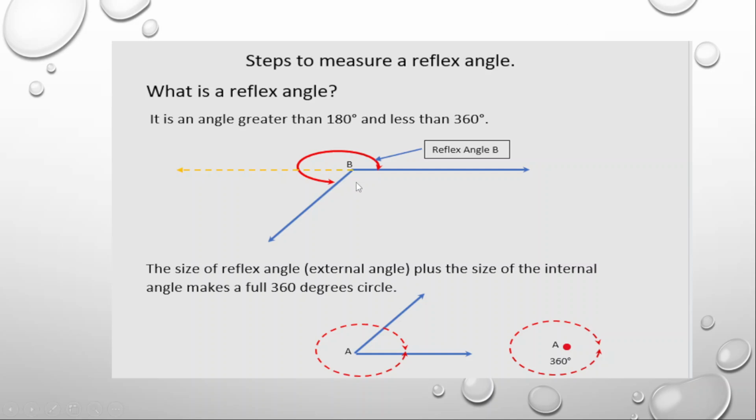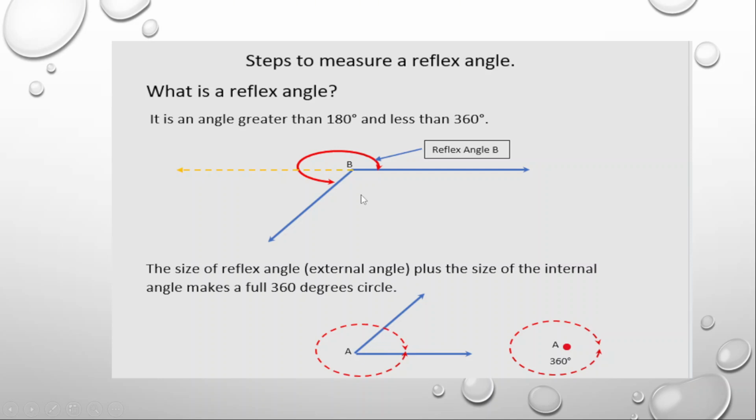This is internal here, and that is the external part of the angle. Right, so you put the size of a reflex angle plus the size of the internal angle. So that part plus that part gives us a circle, right? Or it gives us 360 degrees.